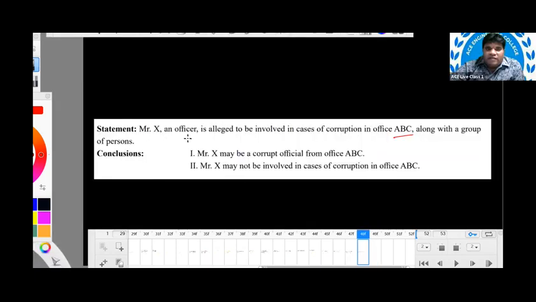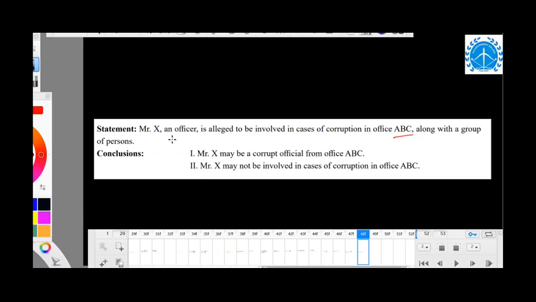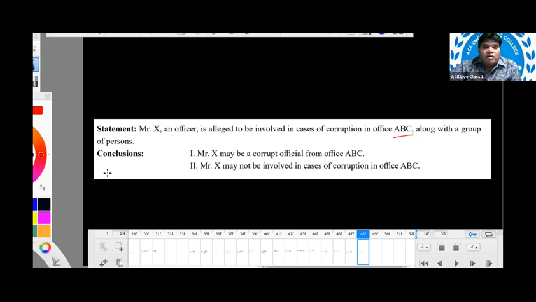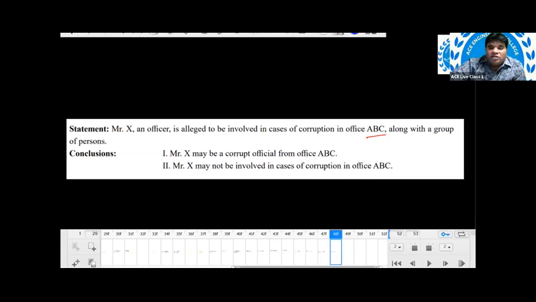Mr. X, an officer, is alleged to be involved in cases of corruption in office ABC, along with a group of people. Along with a group of persons means we don't know whether X is an employee or not. Yes, sir. So X may be a corrupt official from that ABC group, or X may not be involved in the case of corruption in office ABC. He is either belonging to ABC office or not, maybe or may not. That's either or, either that side or this side.